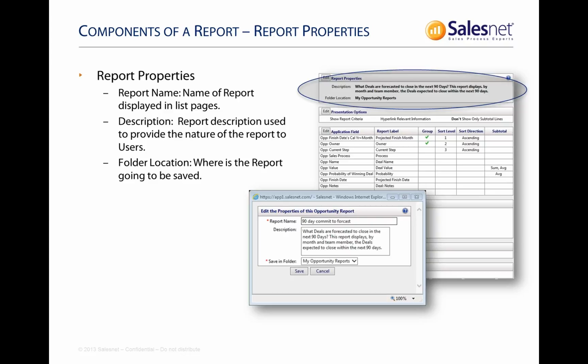So the first section in a report definition is the properties. This is pretty standard, pretty basic. It's just the report name, a description of the report to help with identifying the nature of the report, and what folder it's located in. The folder drop down here is one of those features that you can perform in multiple places. I can drag and drop reports between folders when I'm looking at a list of reports, or I can edit the report and assign its folder location from here. But that's the most basic piece of information about our report.